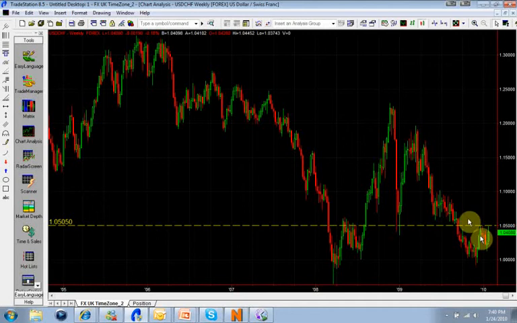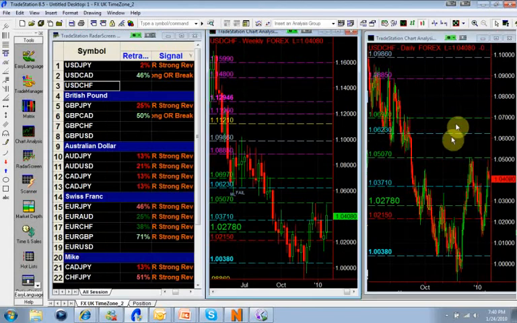So we should be setting up to break above the 105.50, and of course that break should lead to a big push to the upside. So as you can see, the dollar Swiss is setting up for a very positive move.